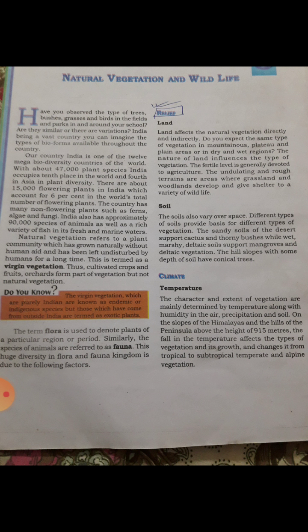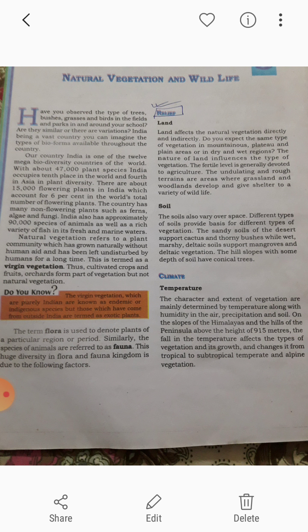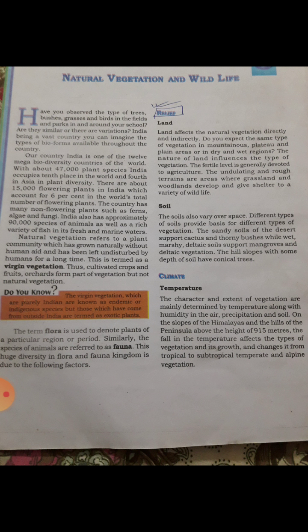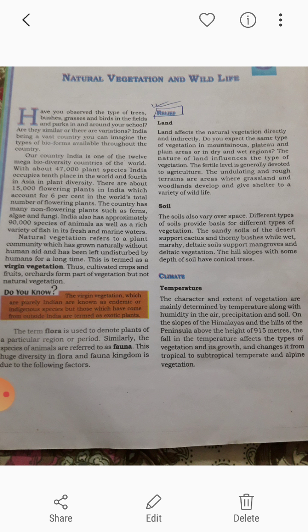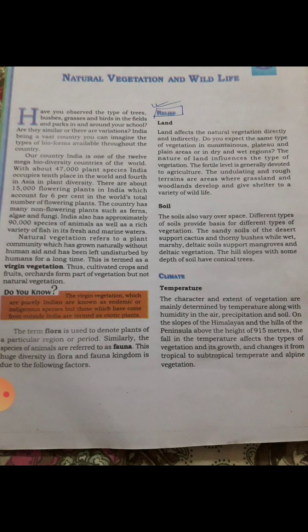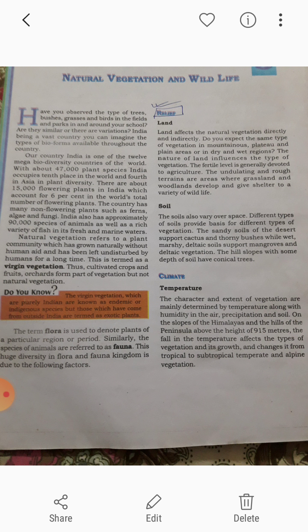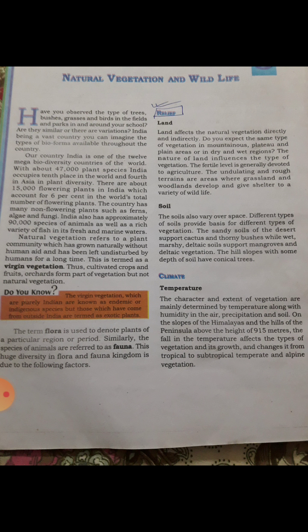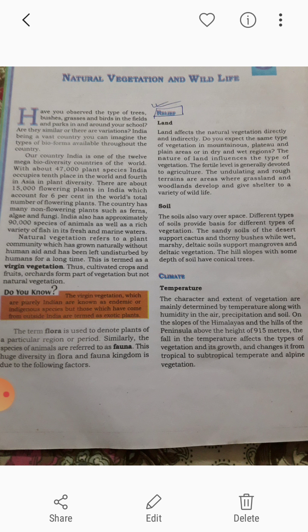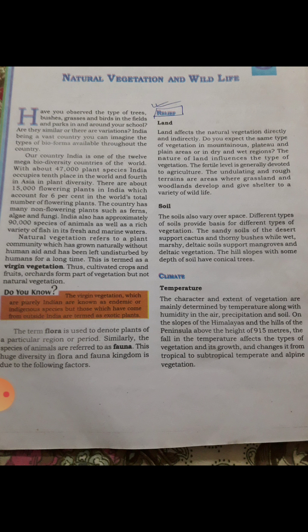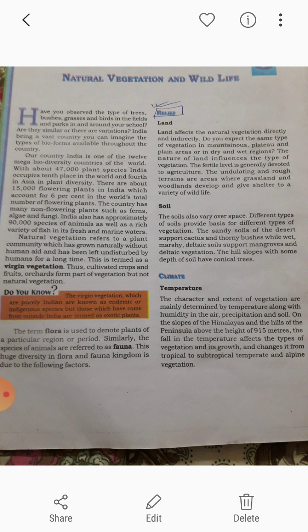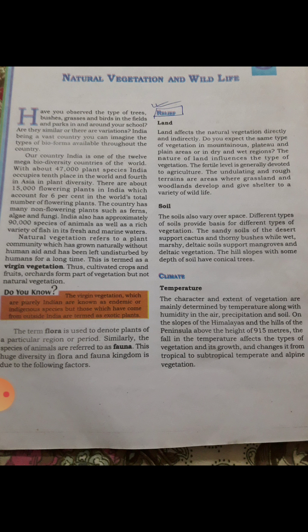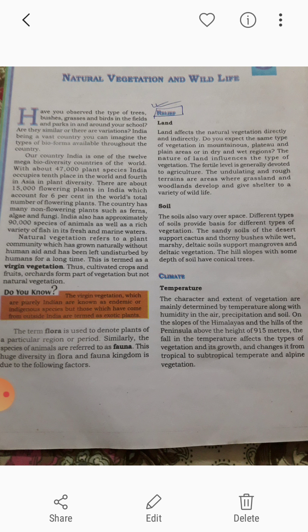With about 47,000 plant species, India occupies 10th place in the world and 4th in Asia in plant diversity. There are about 15,000 flowering plants in India, which account for 6% of the world's total number of flowering plants. Clear? The country has many non-flowering plants also, such as ferns, algae and fungi. India also has approximately 90,000 species of animals as well as rich varieties of fish in its fresh and marine water. So we can find vast areas of different species of animals as well as plants.